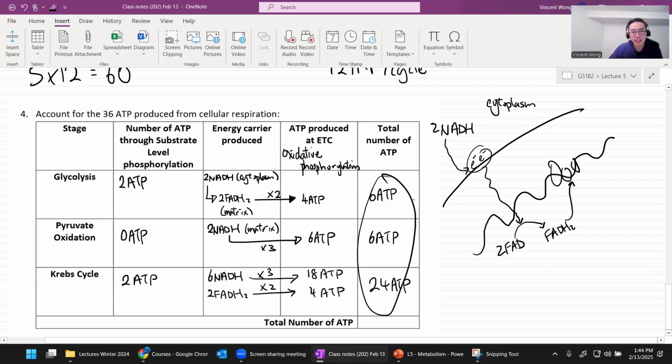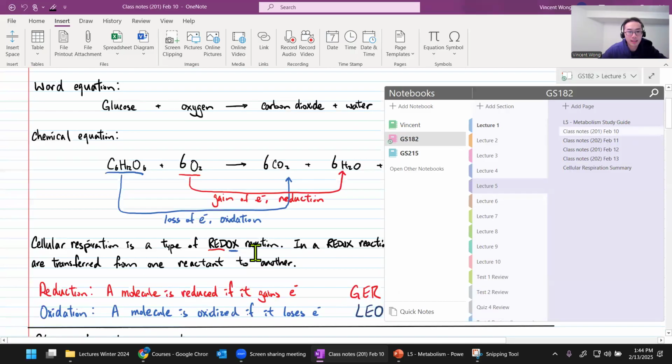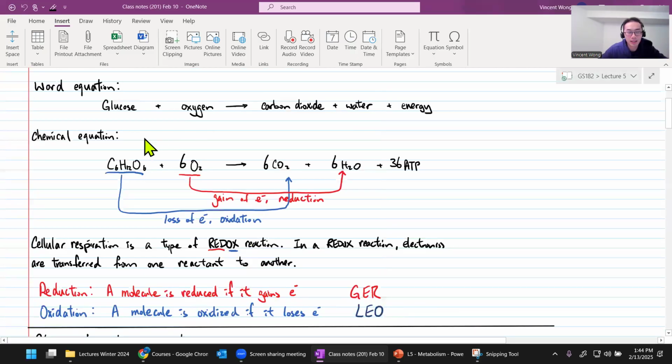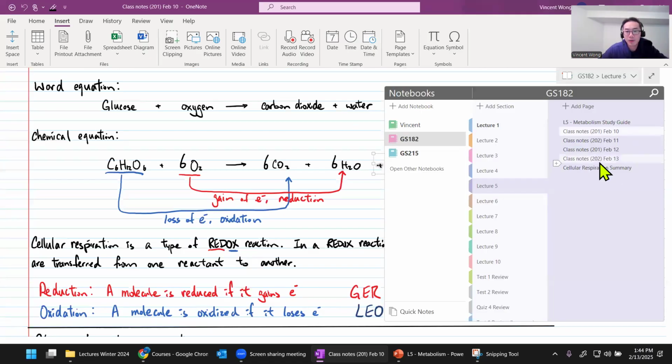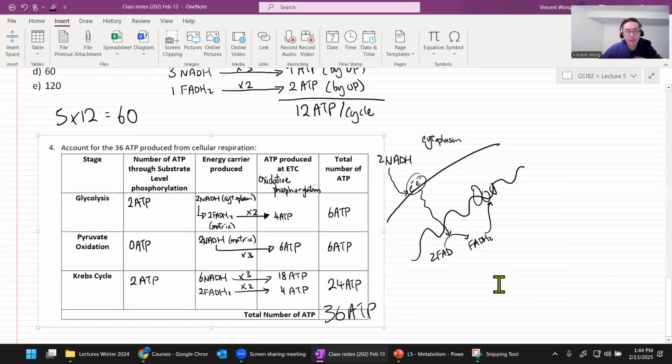And if you add all these up together, what do you get? What's the final answer? The magical 36, right? Which is what we're trying to get. Remember, in cellular respiration, it makes 36 ATP. And now you know where the 36 ATP came from. Okay?